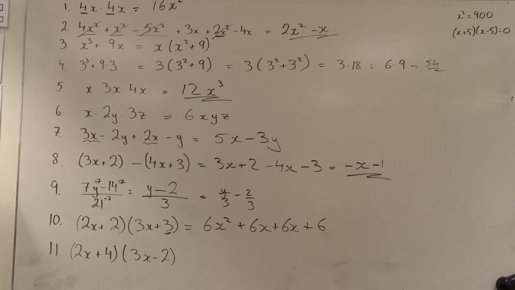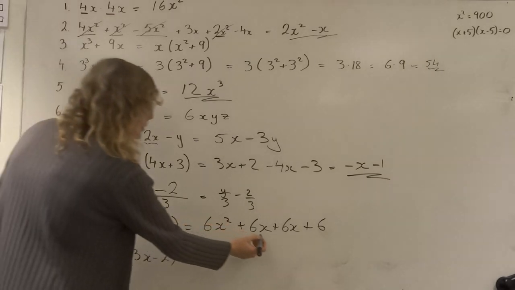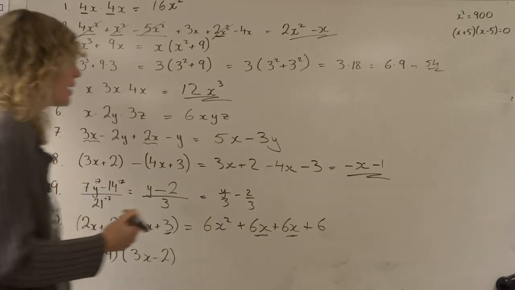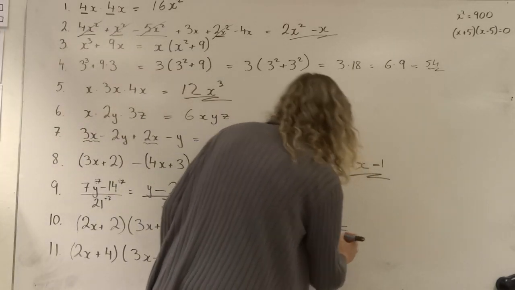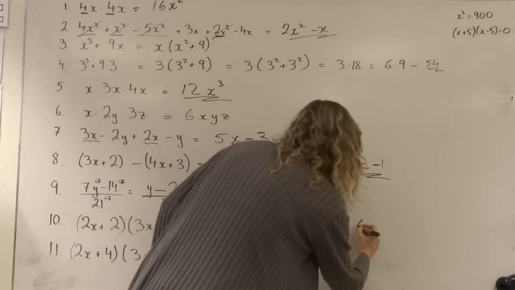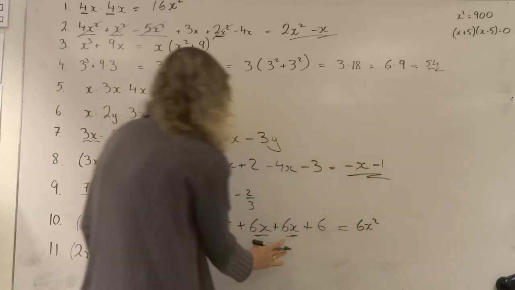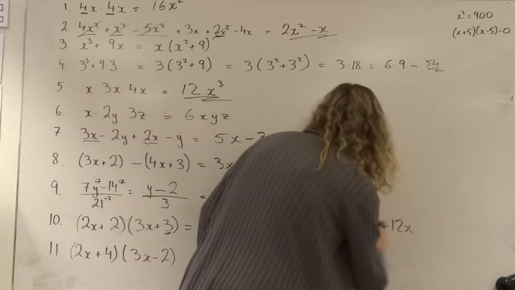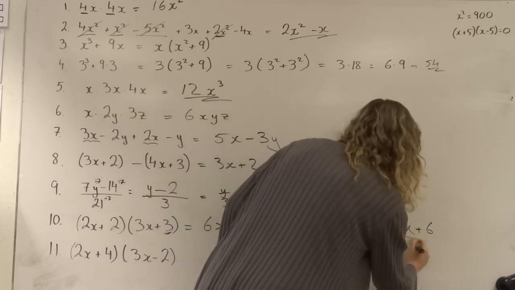So now I'm not quite ready because I have an x term here and an x term here. To finish off this type of expansion with brackets, we always have to simplify. This would give us 6x squared plus 12 lots of x plus 6. And that's your final answer.